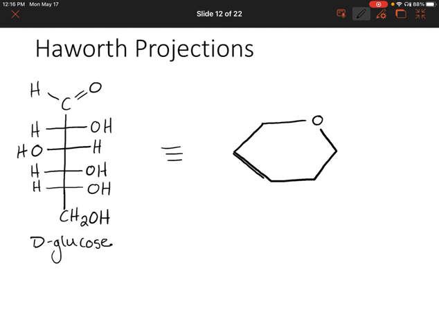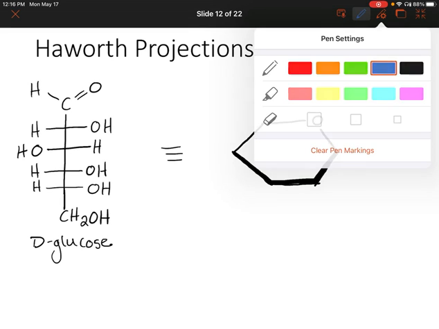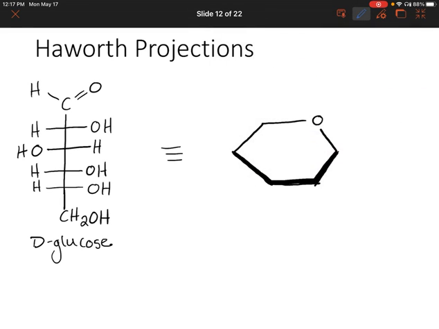So basically a Haworth projection is sort of a 3D drawing. And we're trying to show here by making these bonds really bold in the front that these bonds are kind of coming out towards us. So they're supposed to be coming out of the plane of the paper. Okay, so now we have to figure out where do all of our groups go. So I'm going to number the carbons again. 1, 2, 3, 4, 5, and 6.